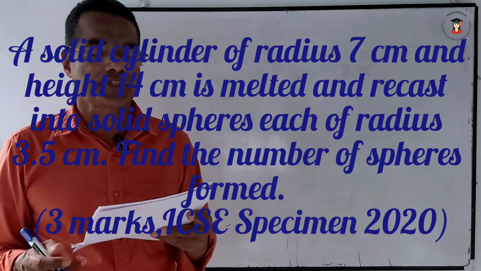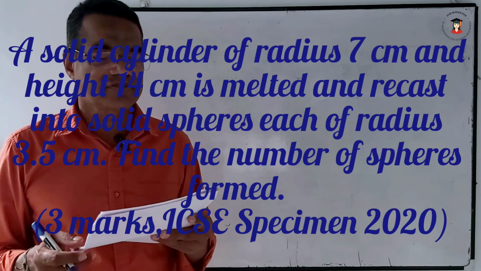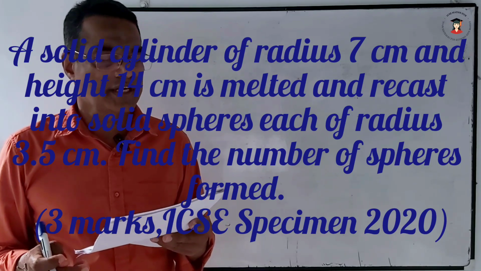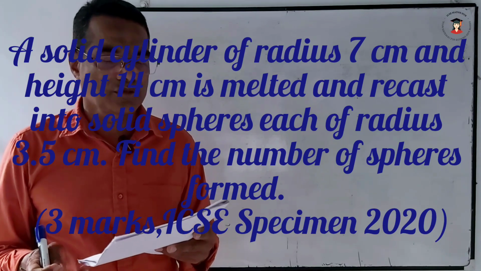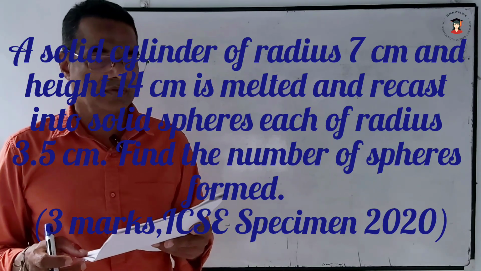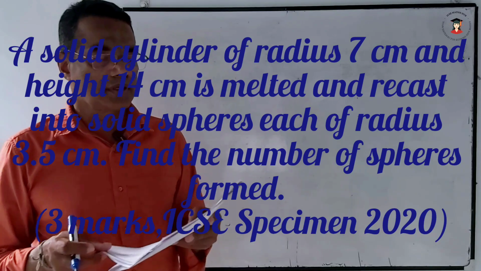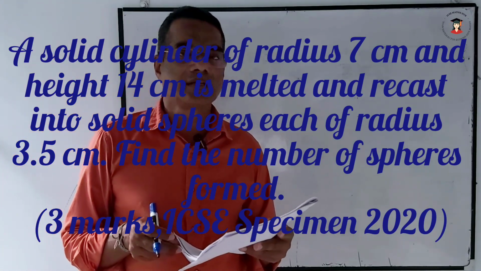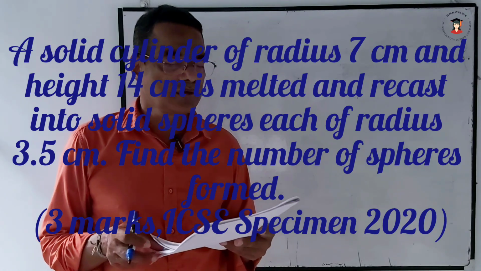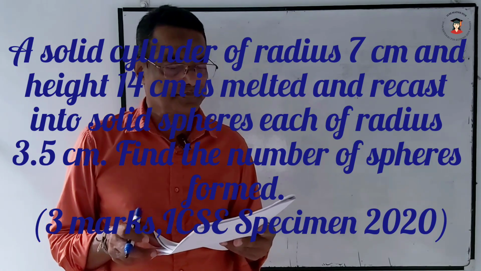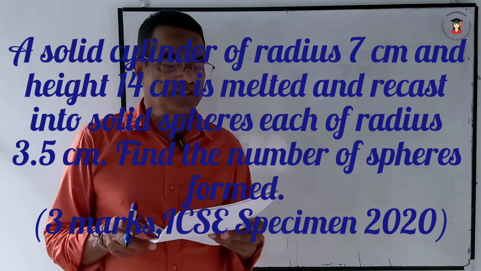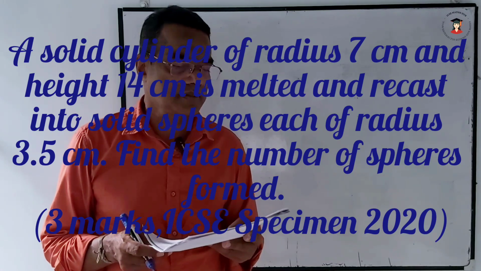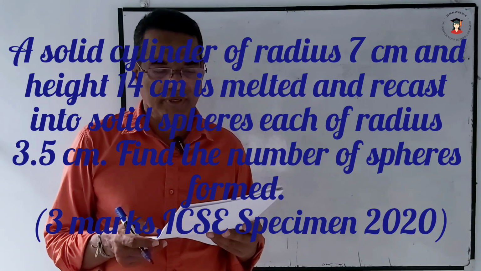The 13th question. A solid cylinder of radius 7 centimeter and height 14 centimeter is melted and recast into spheres. So the cylinder is converted into spheres. There is only one cylinder, and then it is melted and recast into a number of solid spheres, each of radius 3.5 centimeter. Find the number of spheres formed.